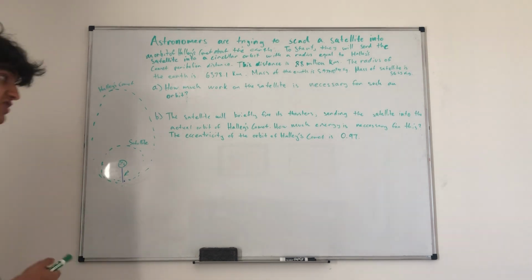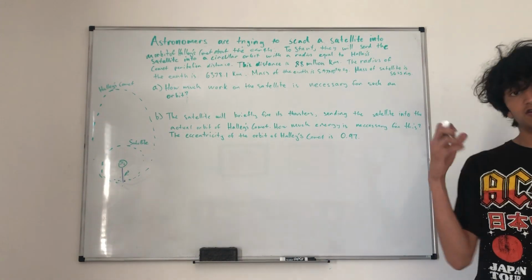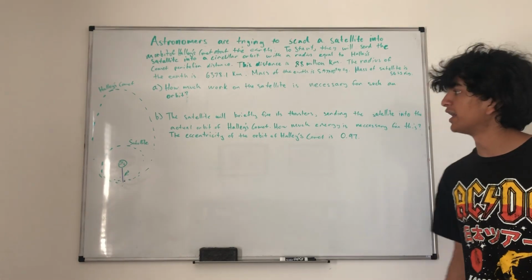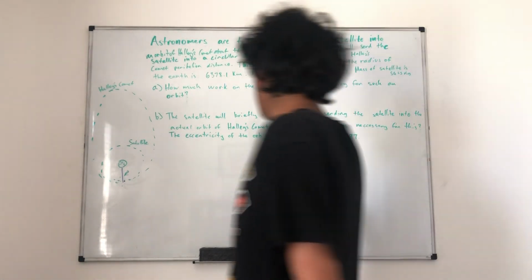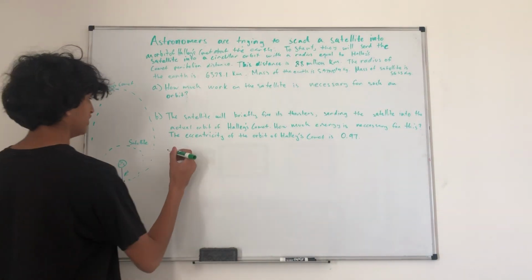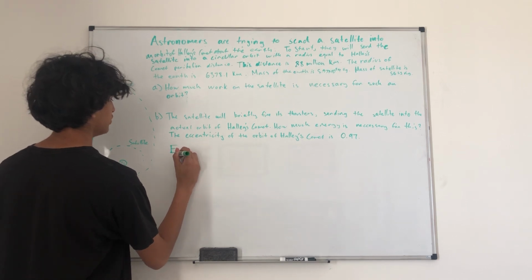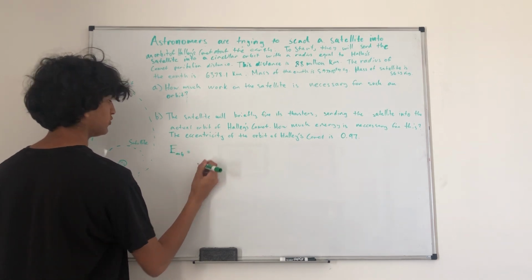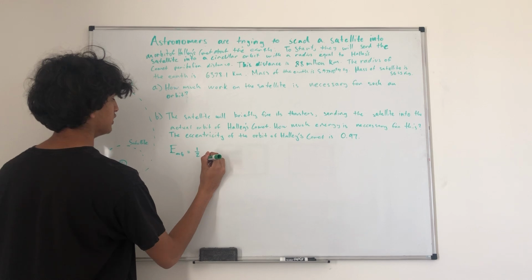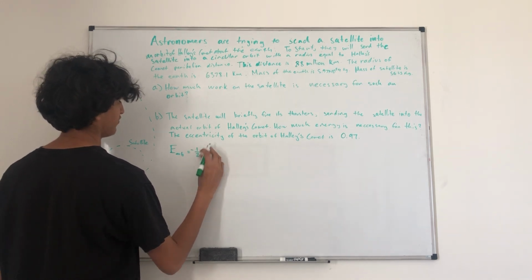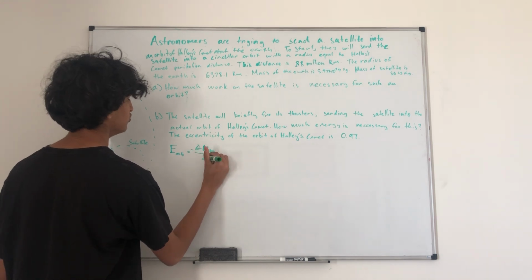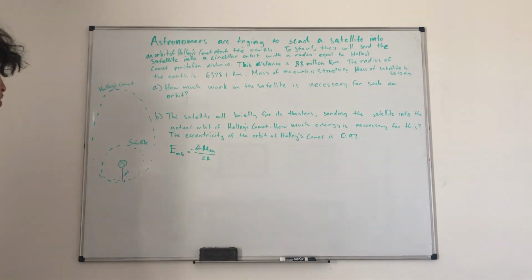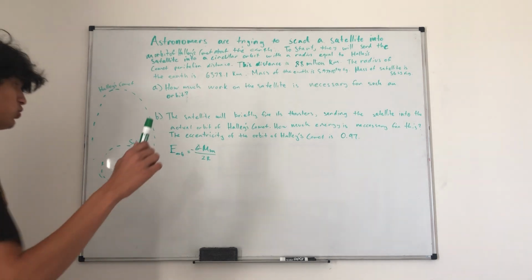Well, obviously in a circular orbit, the satellite is going to have some energy, and that energy we derived in the last video. So definitely check out the last video. The amount of energy in a circular orbit is equal to negative G m1 m2 over 2r, or 1/2 negative G m1 m2 over r.